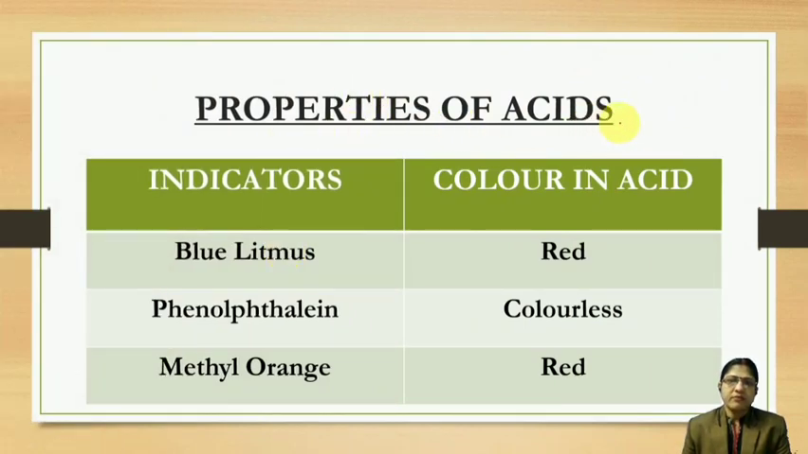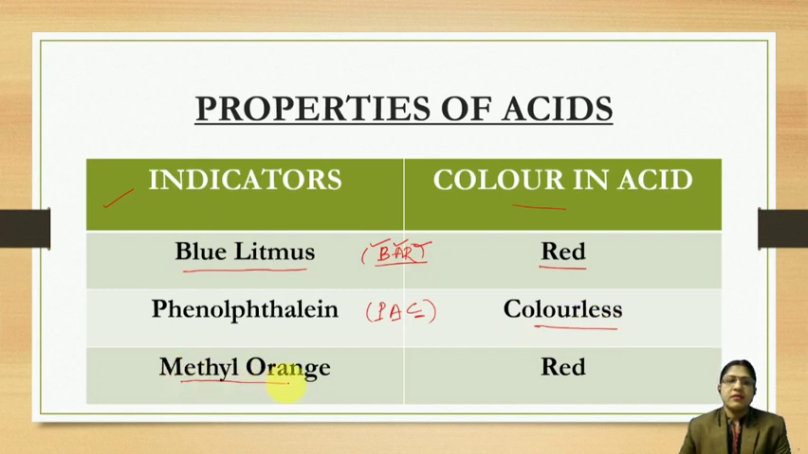Then properties of acids. So here I have taken indicators and their coloring in acid. Blue litmus changes to red in acid. You can remember it as BAR. That means blue in acid changes into red, right? Then phenolphthalein, you can remember it as PAC or PCA also. Phenolphthalein in acid is colorless.